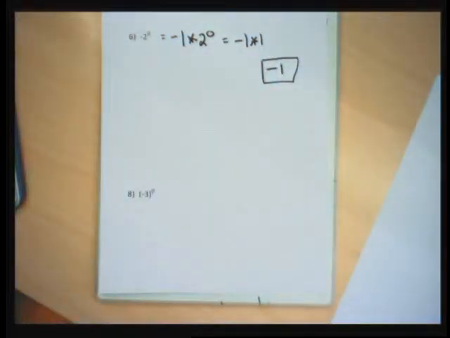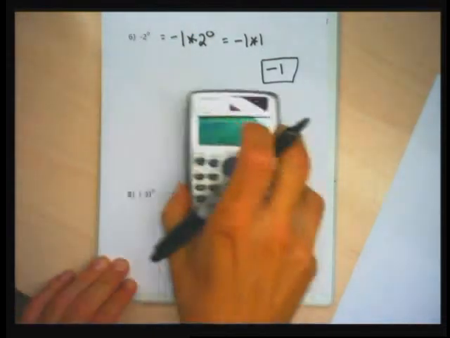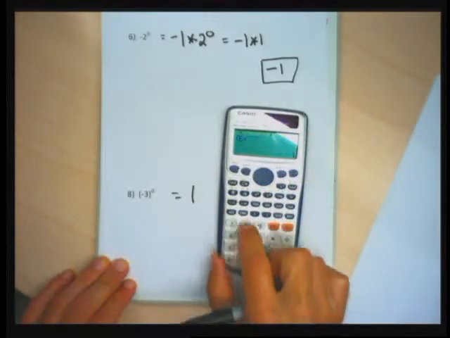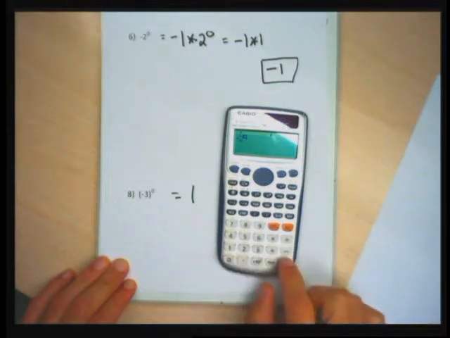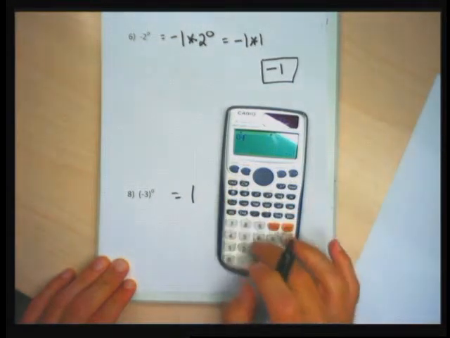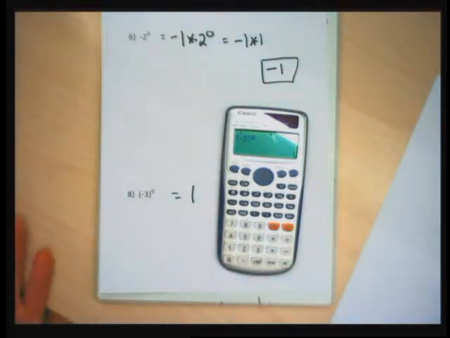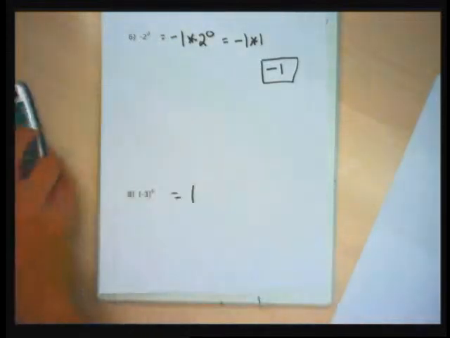Whereas problem 8, the negative being inside the parentheses, the whole negative number is being raised to the 0 power, and that's equal to 1. And again, you could do both of those on your calculator. You could do -2 up arrow 0 without a parentheses and get -1, and you could do -3 up arrow 0 inside a parentheses and get 1. It's when we have the variables or the letters that you have to be a little careful.